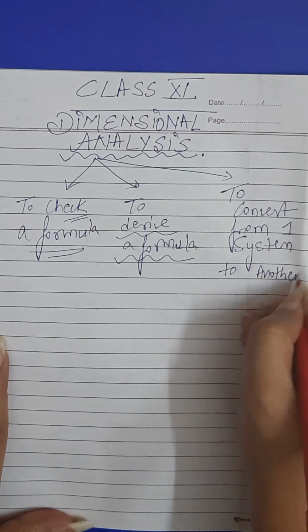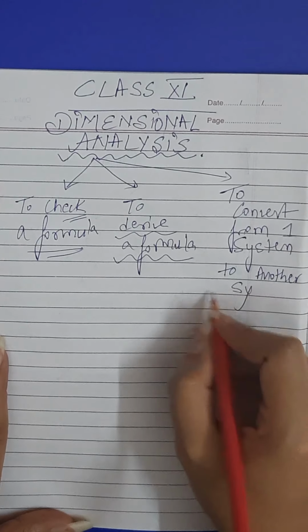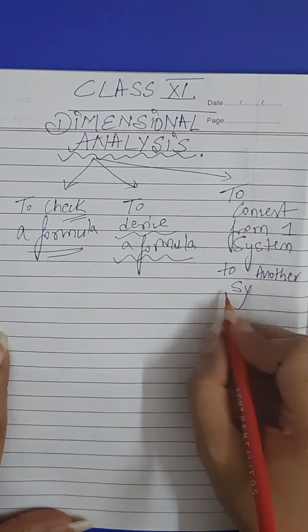So the given system can be any of FPS, MKS, CGS, SI system, and the other system can be any as well, and it can be a new non-existent system also with certain parameters. But in this particular video, we are only going to discuss the first application and we will be solving some questions on the same, which is to check a formula dimensionally. So we will start with Einstein's mass energy equivalence.